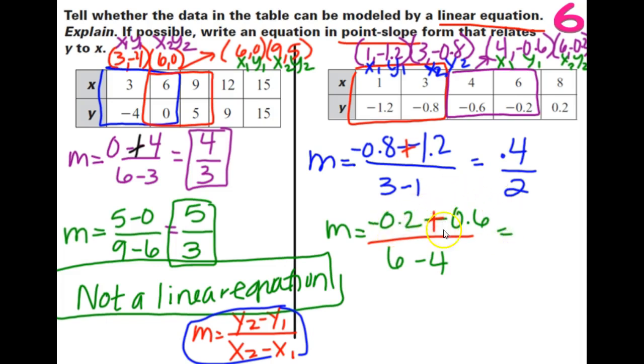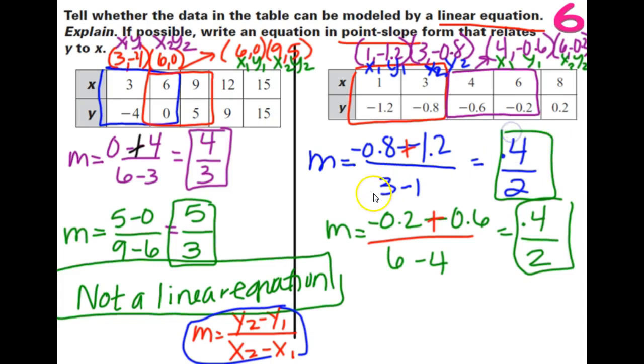So negative 0.2 plus 0.6, that also gives us 0.4. And 6 minus 4 is 2. So these are the same. We can assume that if we get the same slope twice, it will continue all the way through here.